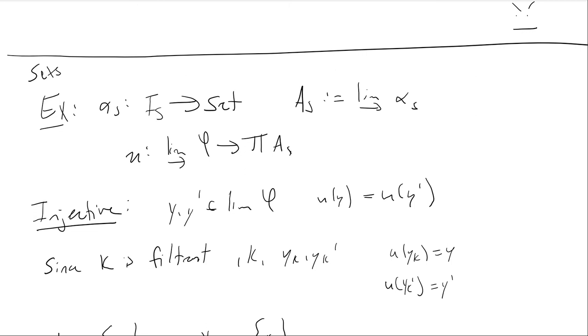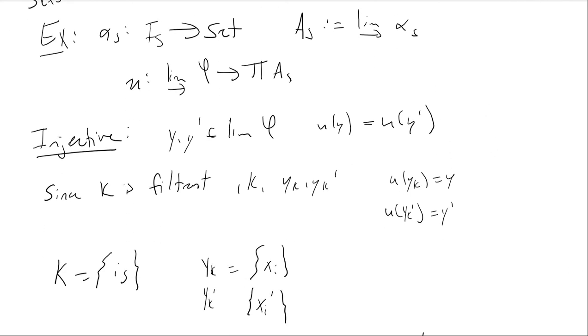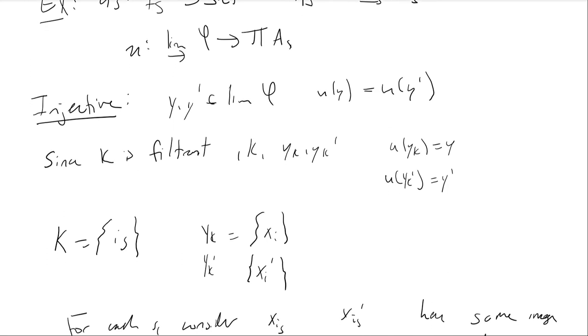So I take my Y and Y prime, and we put them in the limit, and we assume that they have the same image in the product of the A_S's. Now, since K is filtrant, there's some little k, and a y_k and a y_k prime, with the property that Y is the image of y_k and Y prime is the image of y_k prime. Now, what does this actually mean if I unpack it? We want to use this component-wise idea. So I write K as a bundle of indices. K is a tuple of i_s's, and y_k I can write as a bunch of x_i's, and y_k prime is a bunch of x_i's also, but I'll call them x_i primes to keep the notation distinct.